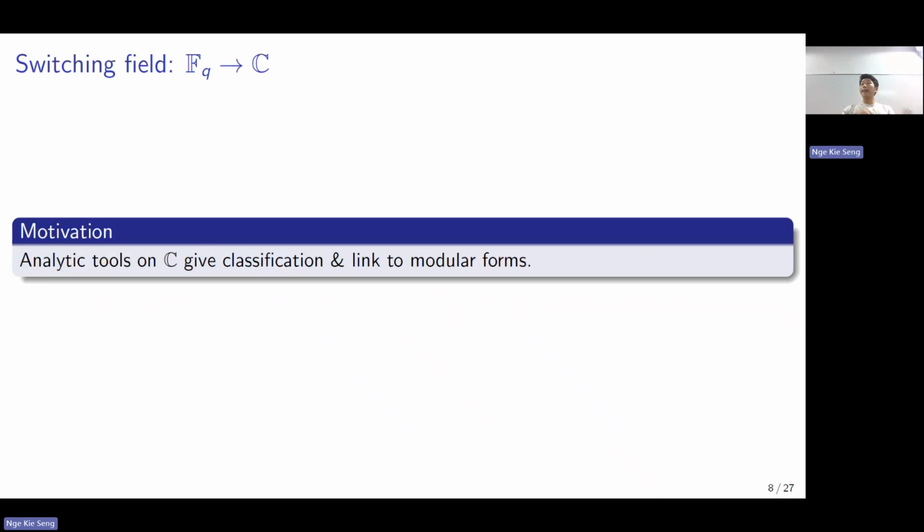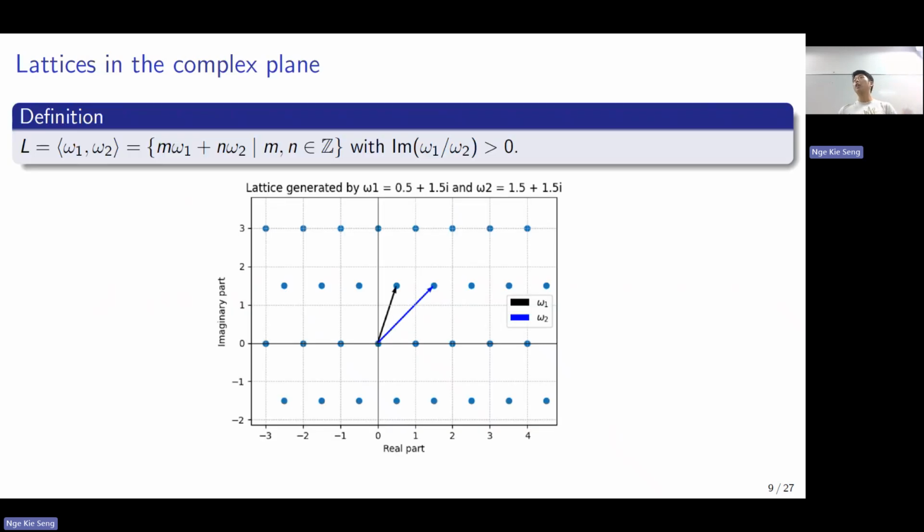We are switching fields from a finite field to the complex plane. Before we talk about elliptic curves on the complex plane, though, we need to talk about lattices first. So what is a lattice? Imagine I give you a complex plane and two vectors, two complex numbers, omega 1 and omega 2. Let's say omega 1 is 0.5 plus 1.5i. Omega 2 is 1.5i plus 1.5i. And then we consider all the points that are generated by these two vectors. We will get a lattice, more like a grid, but not exactly a square grid. This kind of thing is called a lattice.